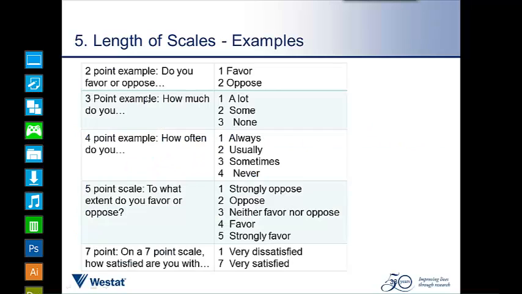A 2-point scale, very simply, might be, do you favor or oppose? A 3-point example might be, how much do you do something? Do you do it a lot, some, or none, or not at all?